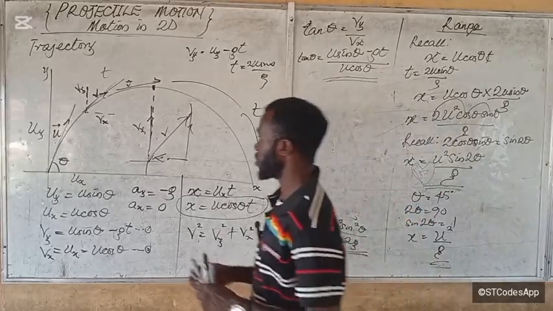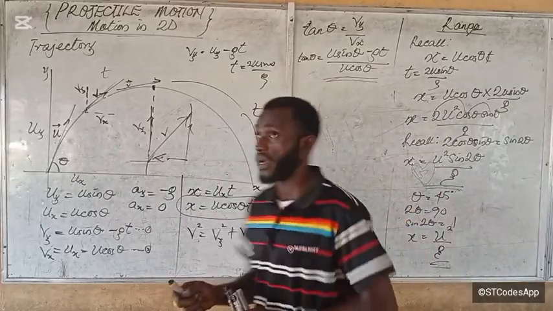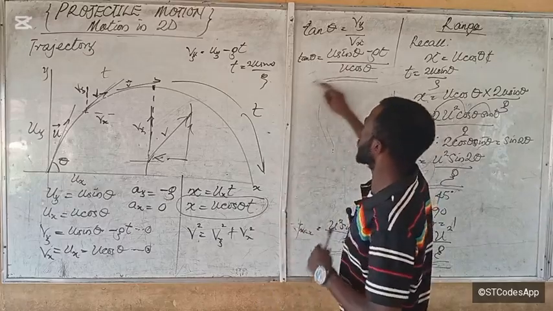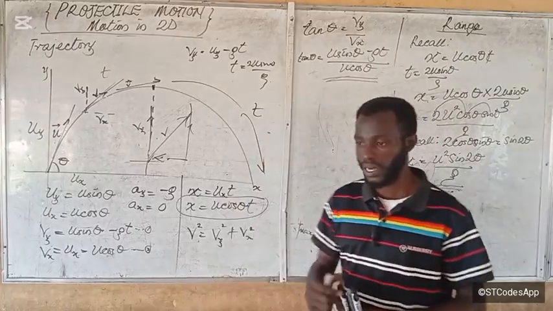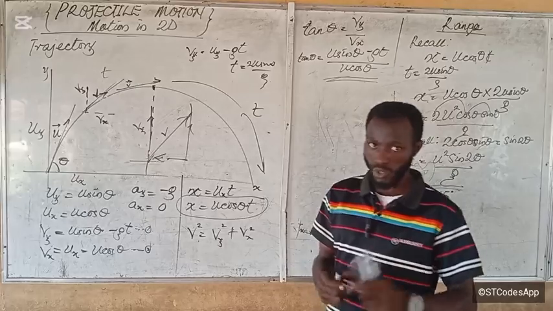This is the formula for finding the direction of our velocity vector. By the time you want to find it, you say theta equals tan inverse of this, right? Tangent inverse of that. So now let's go on to solving the question.